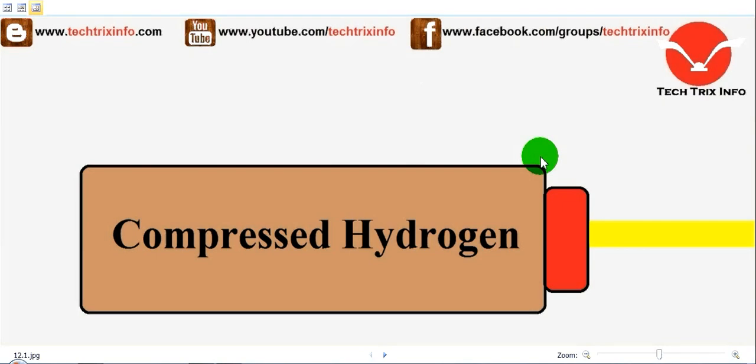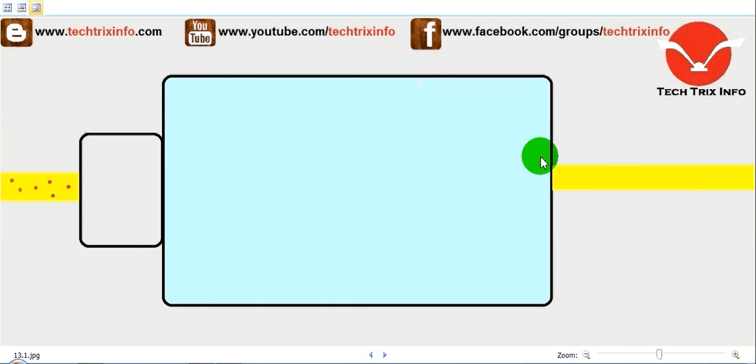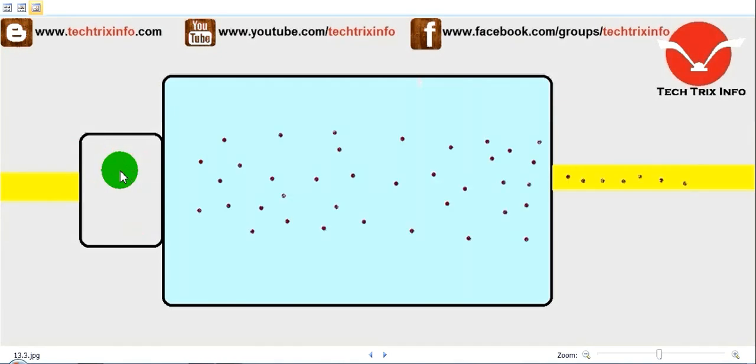So hydrogen is in a compressed stage initially in a Large Hadron Collider system, and the hydrogen atoms are passed at a controlled rate like this to a chamber over here. So this is a chamber. The red colored particles, as you can see over here, are the hydrogen atoms which have been passed to this particular chamber, where the electrons are removed and the protons, which are positively charged, are moved towards the next stage.